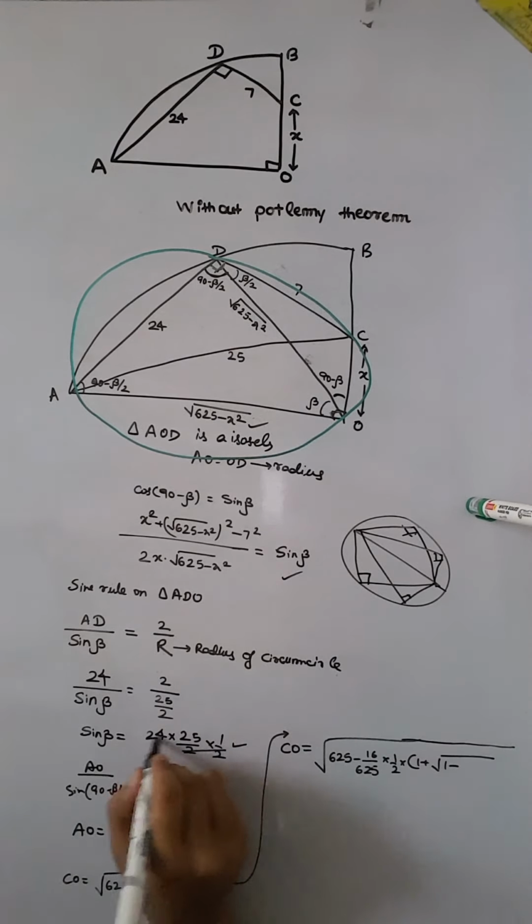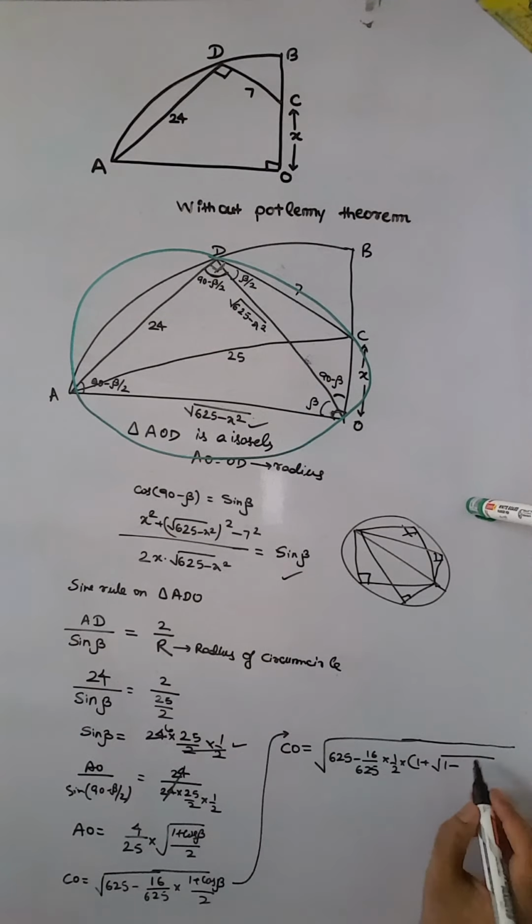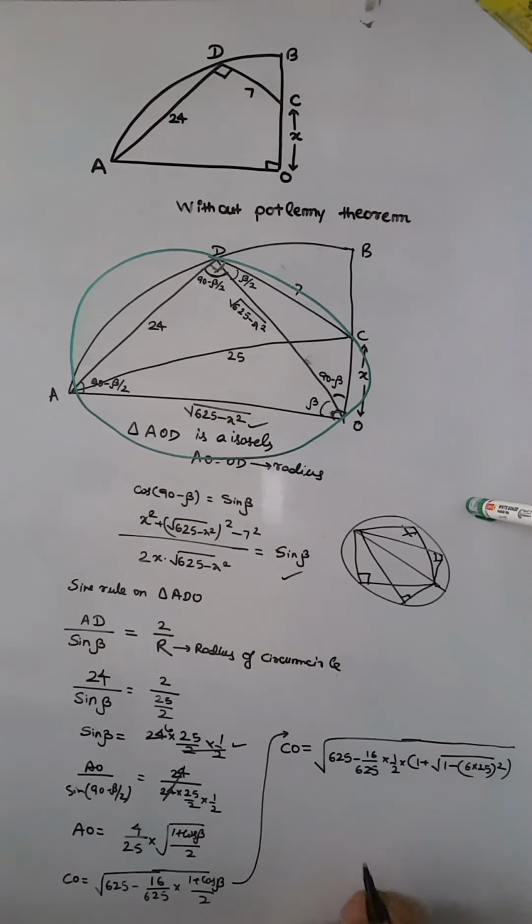So we can simply cancel out. It will become 6 into 25, that will become 6 into 25 whole square. Okay, so this will be the value of CO, and when you calculate it out, it should come to 15. Okay, it should come to 15 here.